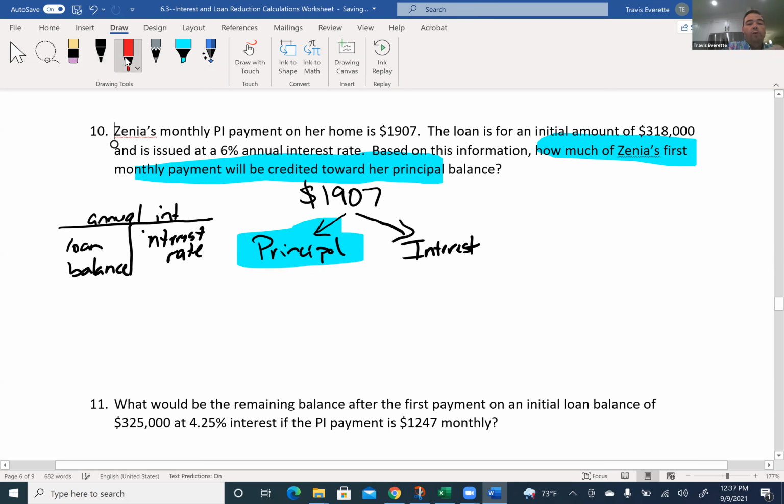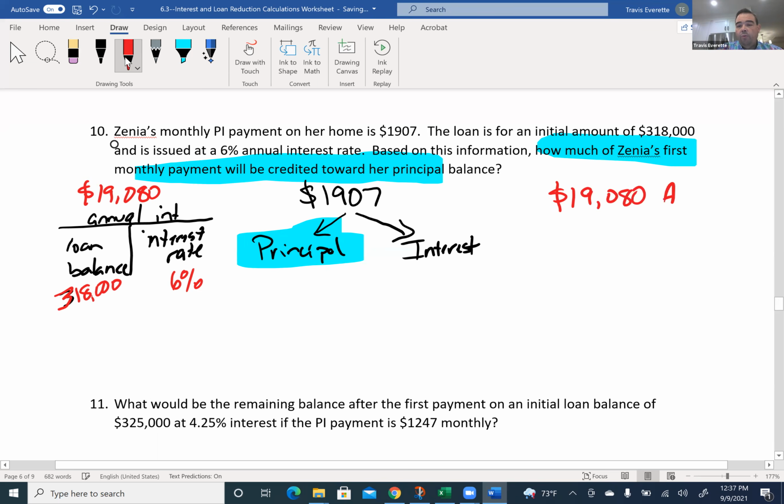So let's take a look at what information we have here. We've got a loan balance of $318,000, and we've got an interest rate of 6% annually. So if we multiply those two together, we come up with $19,080 in annual interest.